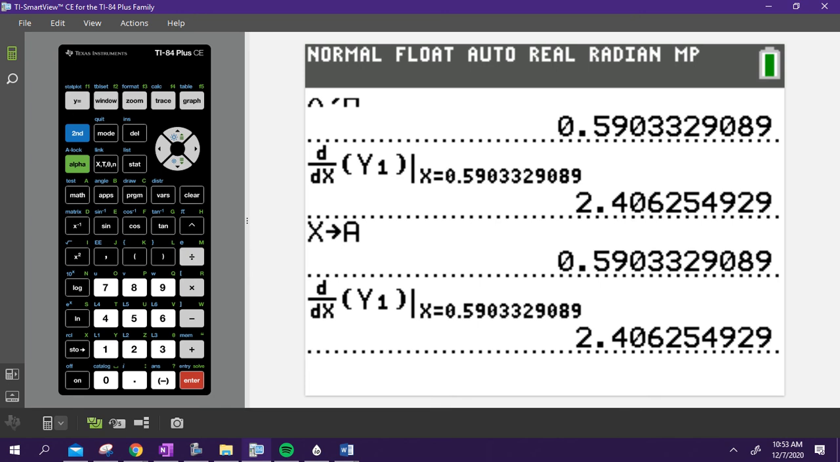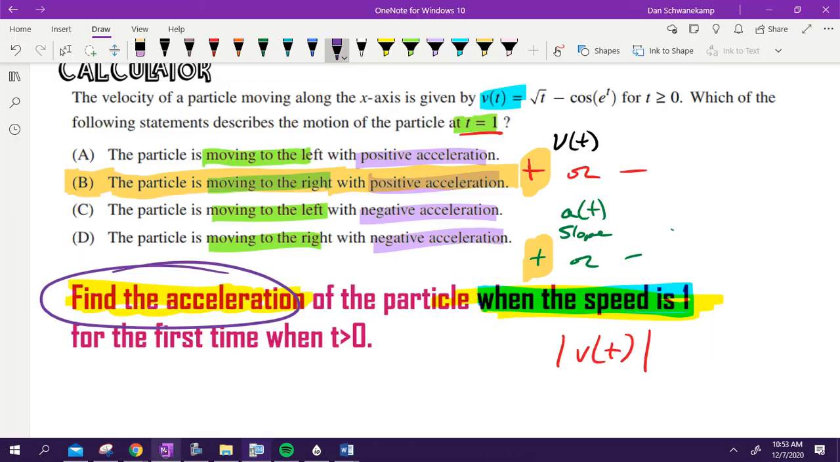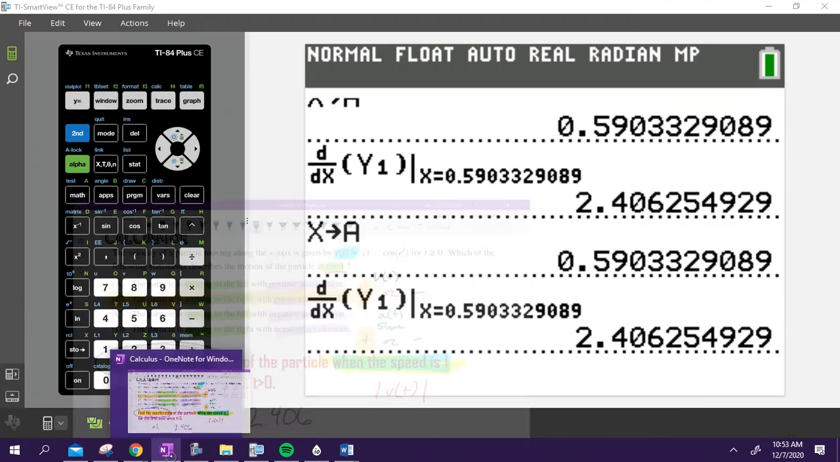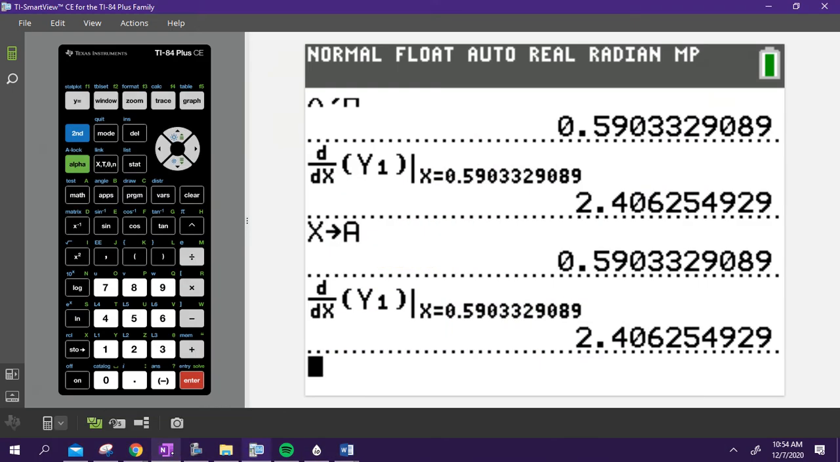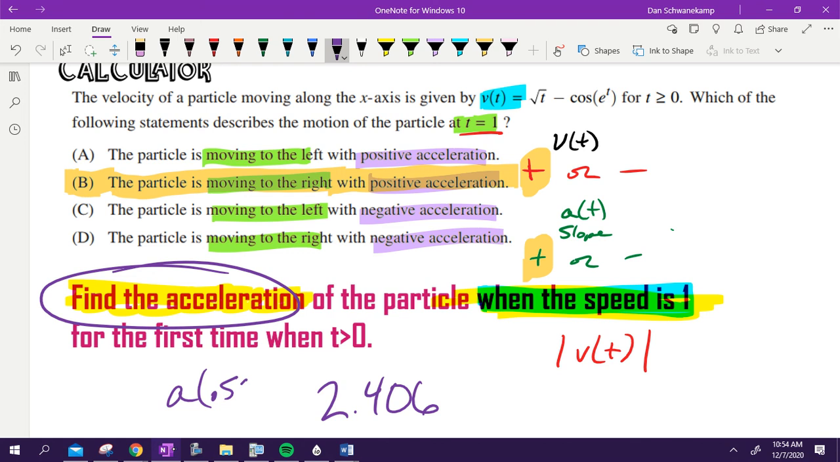How many decimals should I go to? Always 3 decimals. 2.406 is my answer. I found acceleration at 0.59. That is my answer to that question. Questions with something we did there?